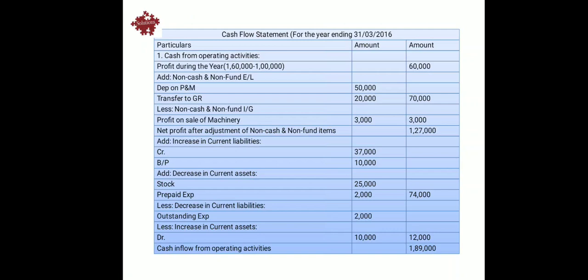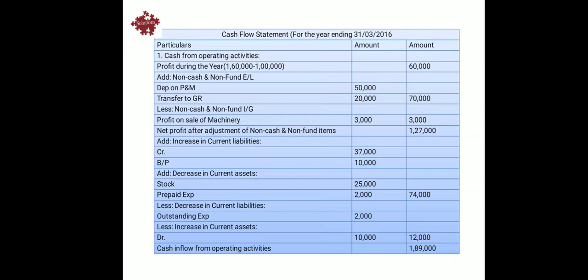The rule, I hope you remember: we need to add the increase in current liabilities, and the items we have discussed are creditors and bills payable. Creditors are increasing by 37,000 and bills payable are increasing by 10,000. And then we need to add the decrease in current assets. Stock is decreasing by 25,000 and prepaid expenses are decreasing by 2,000. So we need to add all these: 37,000 plus 10,000 plus 25,000 plus 2,000, total in the outer column 74,000.